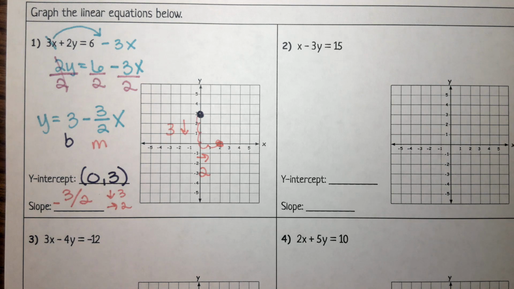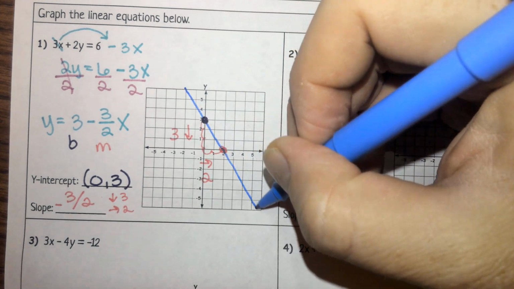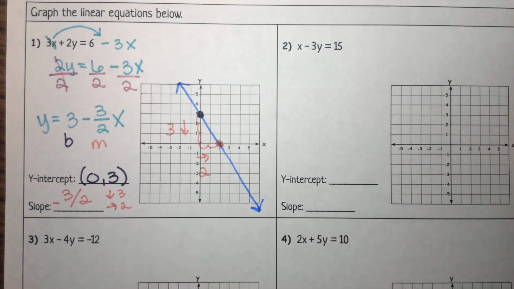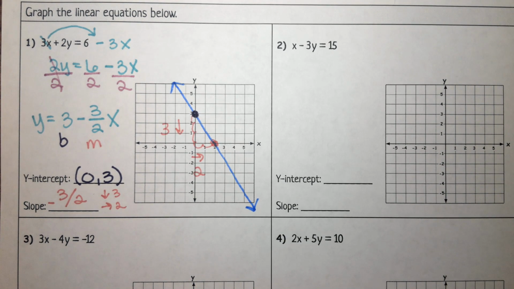Alright, so from here, you just connect the points. Like, it's pretty easy from here. I have 2 points, I connect those. Put my arrows on the end, because lines go forever in both directions, which you'll learn about in geometry. And that's it. I have graphed my line from standard form. Okay, so it's almost the same thing as from slope-intercept, but it looks different from the start. So we convert, and then we're good to go.